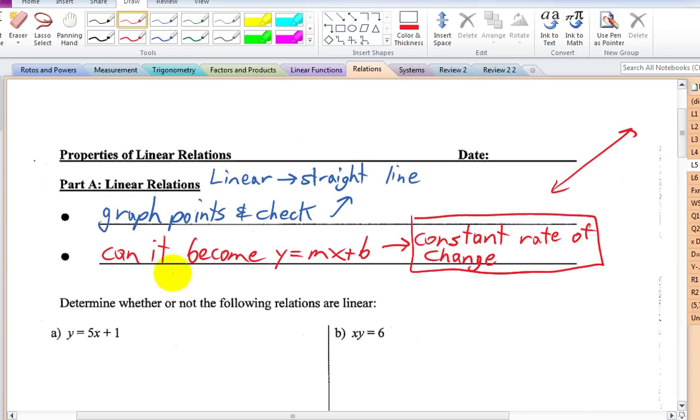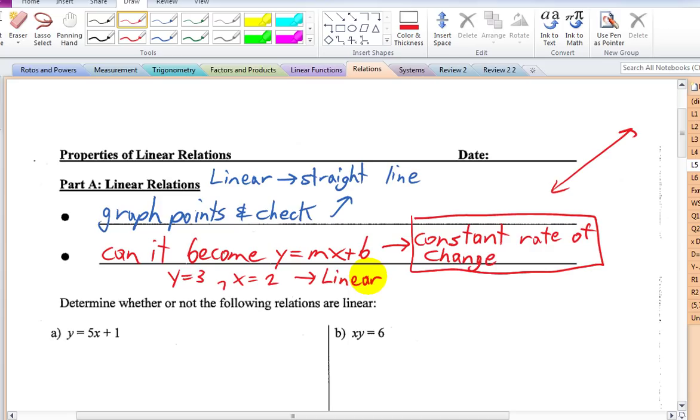Now you have to be careful because you can get some like y equals 3 and x equals 2. These ones are linear. Okay, so they're not y equals mx plus b, but they do make straight lines. So just be aware, yes, there's two exceptions to the rule.